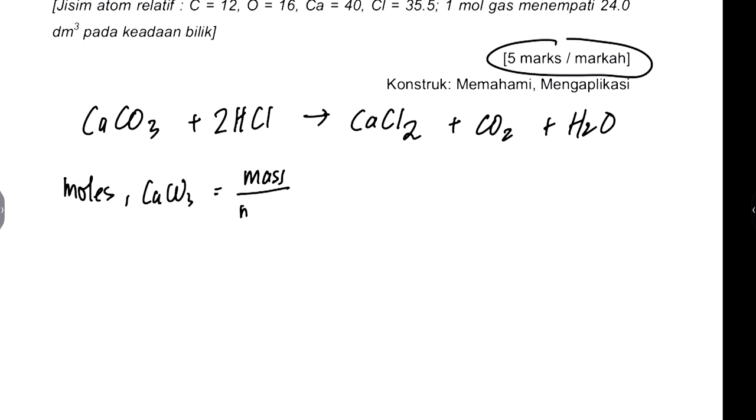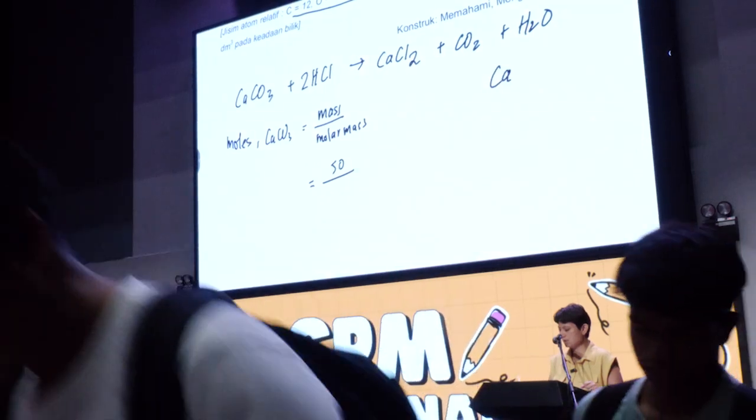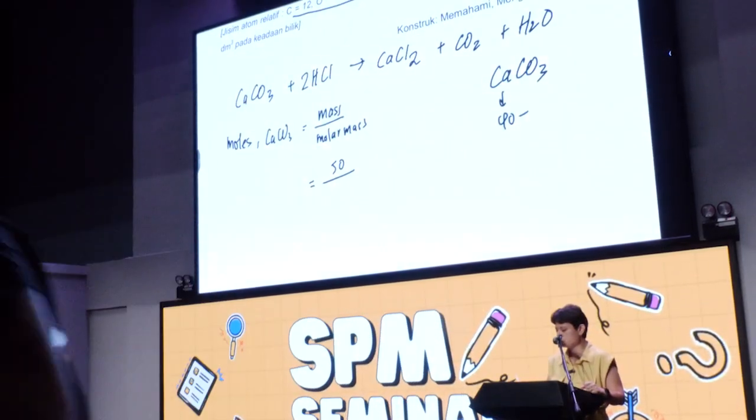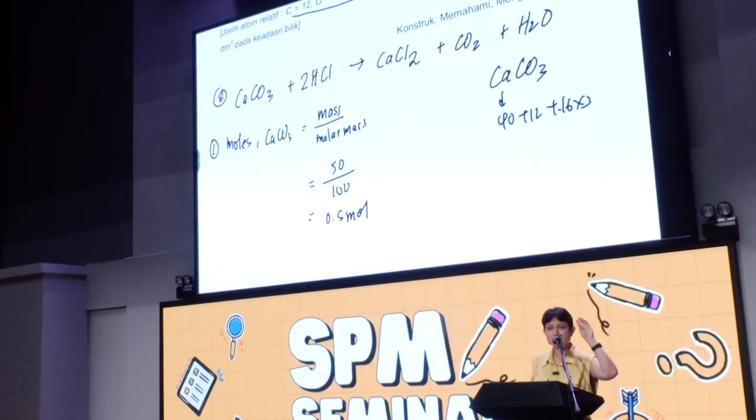Mass over molar mass. Okay. This one, they give you already here. Okay, what is the molar mass of calcium carbonate? So calcium carbonate, calcium is 40, carbon is 12, oxygen is 16 times 3, 100. So you get 0.5 mol. Okay, that's 1 more mark. So this one 2 marks already, this one 1 mark. How many marks is this question? 5 marks. Okay, so you have gotten 3 marks so far.